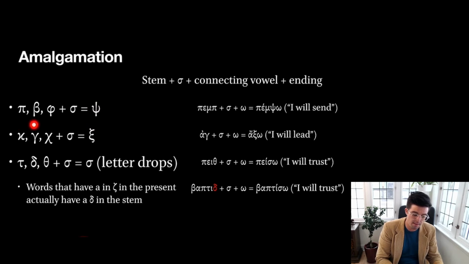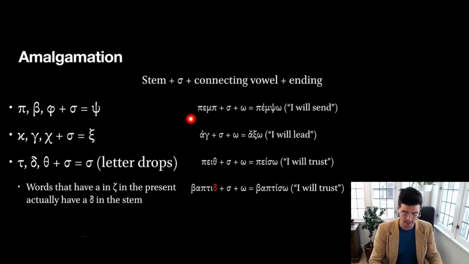So a pi, a beta, or a phi, when a sigma is added to it in the root, we're going to get a psi. When a kappa, gamma, or a chi, when a sigma is added to these letters, we get an xi. And then with a tau, a delta, or a theta, the tau, the delta, or the theta is going to drop out, and just the sigma is going to be left. And so I give you some examples of these three over here with pempso. So you can hear in that pempso the sigma sound still in there. The same with oxo, you hear that sigma sound in there. And with peiso, the theta has dropped out and we still have that sound in there.